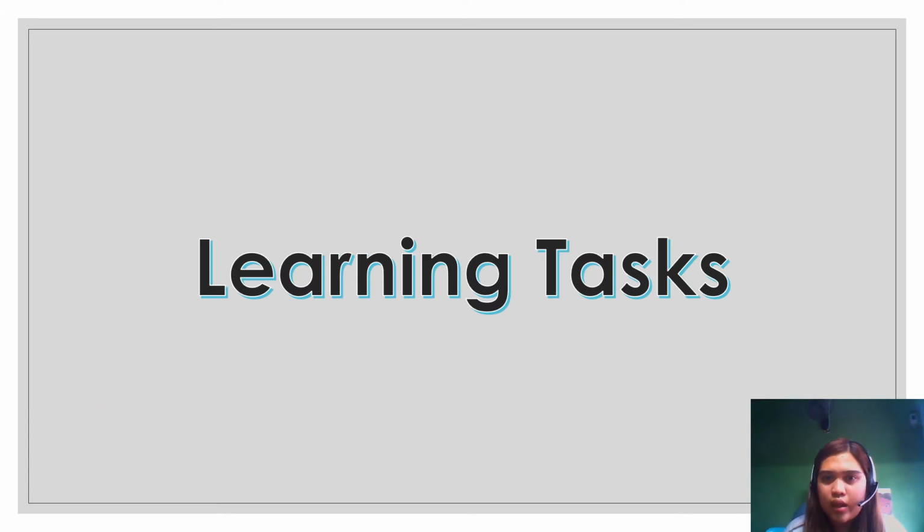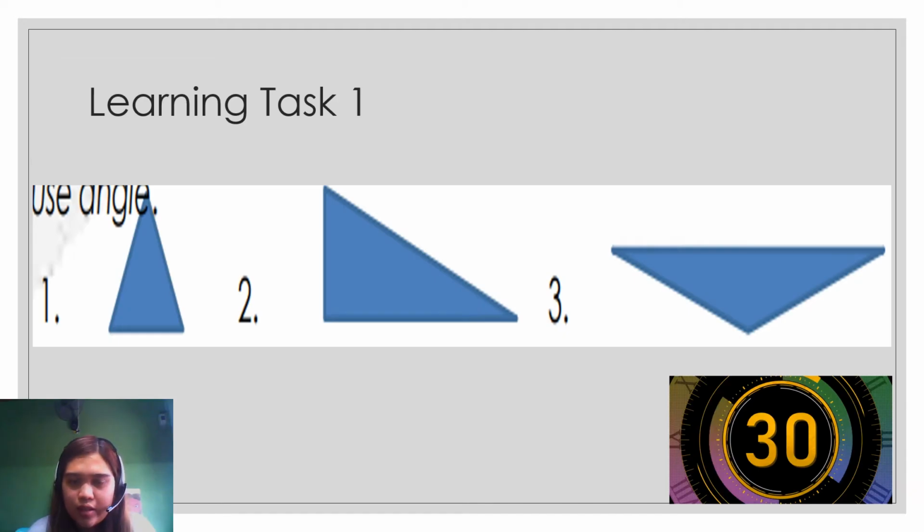According to what we discussed earlier in our lesson, can you now identify each triangle according to its sides and angles? Let's answer the following learning tasks. So for learning task 1, identify the following. Encircle the triangle that has a right angle, box the one with acute angle, and draw a line under the figure if it is an obtuse angle. So I will give you 30 seconds to finish your learning task. So timer starts now.